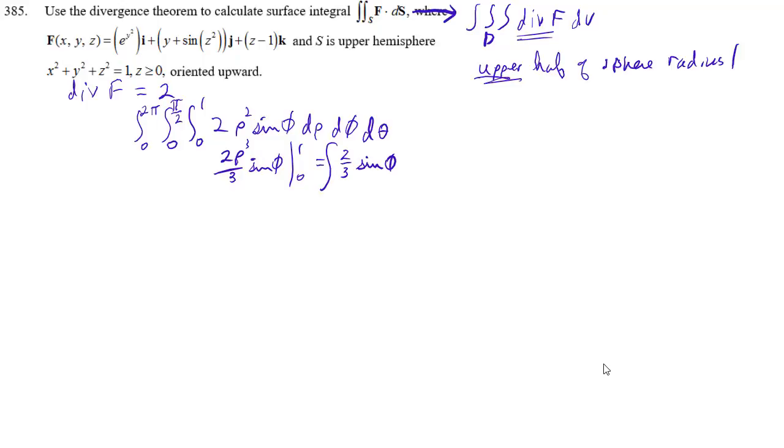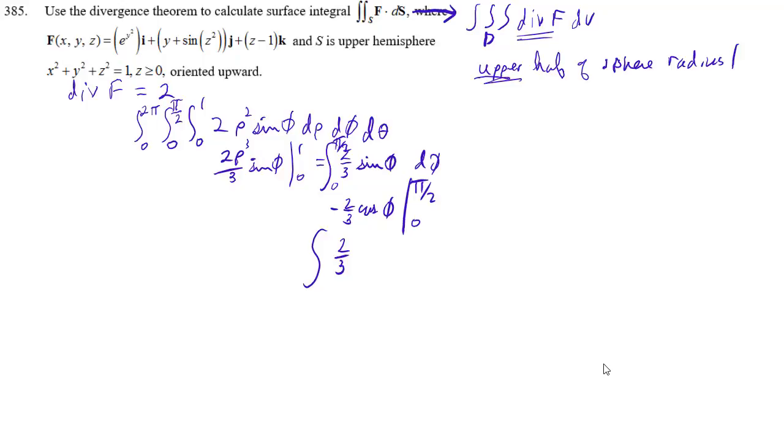Now we need to integrate that from 0 to pi over 2 with respect to phi. The integral of sine phi would be negative cosine of phi, and we still have the 2/3. We'll go ahead and fix that up, from 0 to pi over 2. So plugging in the pi over 2, cosine of pi over 2 would be 0. Cosine of 0 would be 1. So we get negative of a negative 2/3, which would be just a positive 2/3.